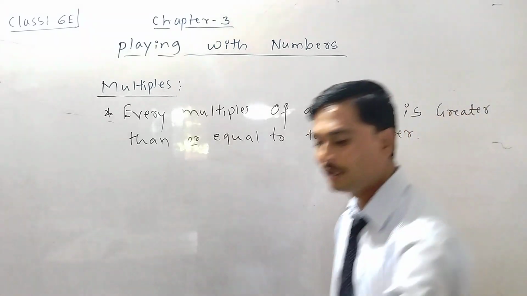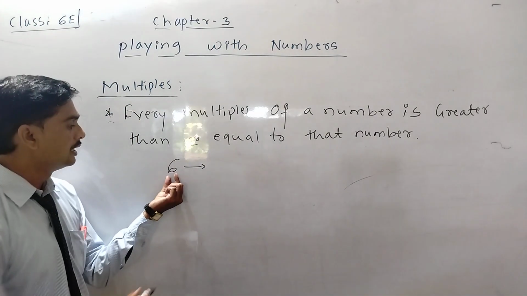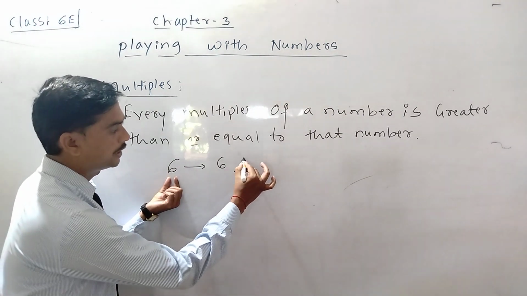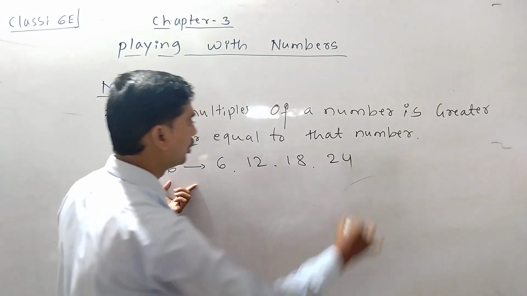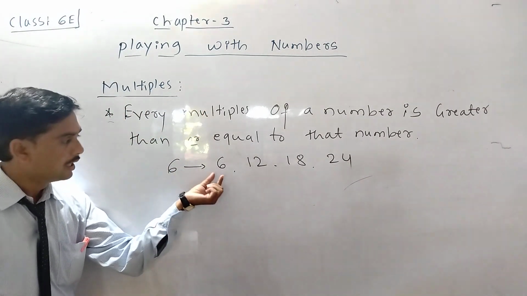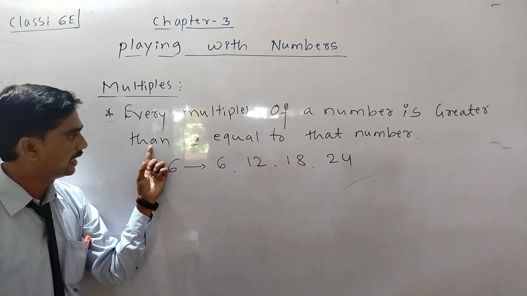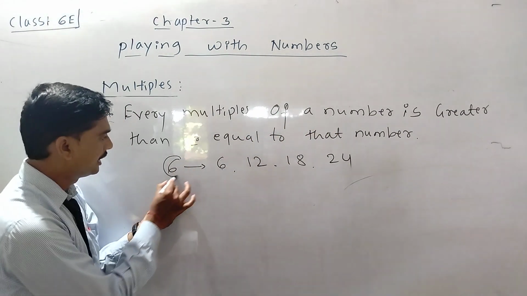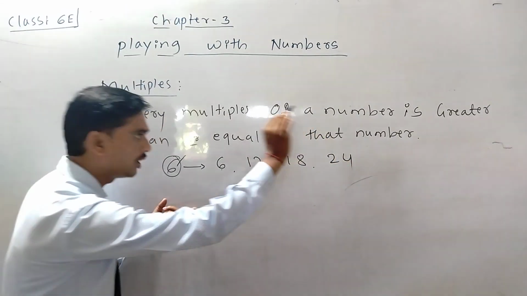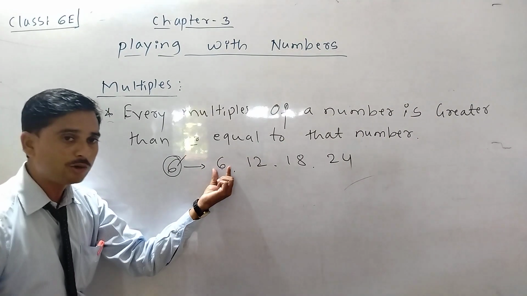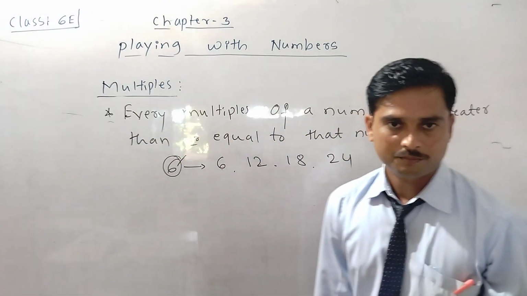Yes or no? Because we find here the multiples of 6: 6 1s are 6, 6 2s are 12, 6 3s are 18, 6 4s are 24. Okay, this is the multiple. Every multiple of a number is greater than the given number. Yes, 6 is the given number, 12 is greater, 18 is also greater, 24 is also greater, or equal to that number. Okay, it is not less than that number.